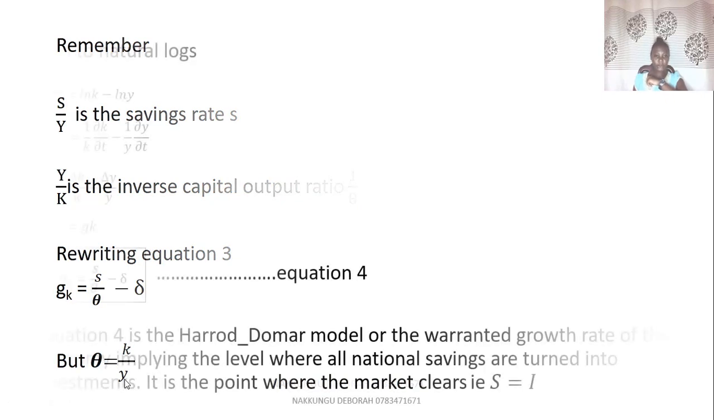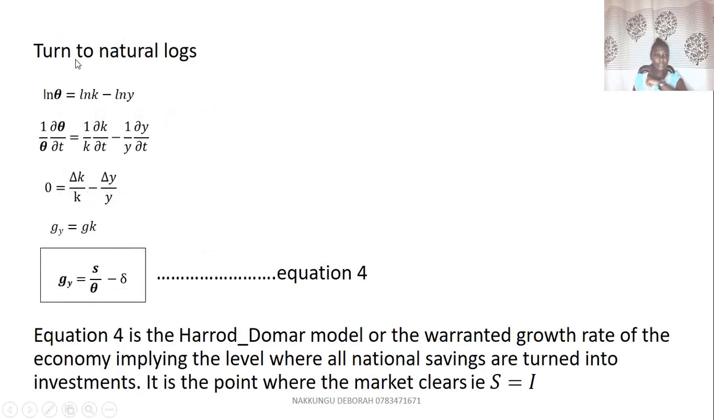Now for us to understand what we want, we introduce natural logs from our theta. Theta is equal to K over Y. As you know, in logarithms where we have a division, we subtract, right? So we introduce natural logs, and we come up with this equation: ln theta is equal to ln K minus ln Y.